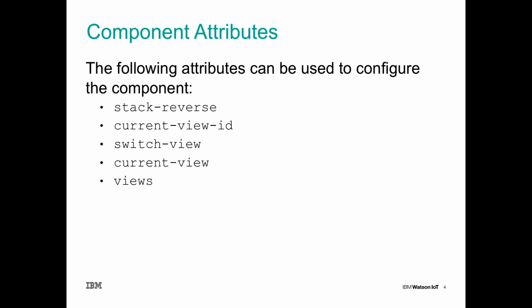Here are the main attributes. Stack reverse, used to reverse the order of the child elements. Switch view, used for a different responsive layout behavior. Current view ID, current view, and views should be used when the switch view attribute is used in the component. Current view returns the current displayed child DOM element, and views is the array of all child DOM elements. Let's take a few of these attributes and put them in our demo code.